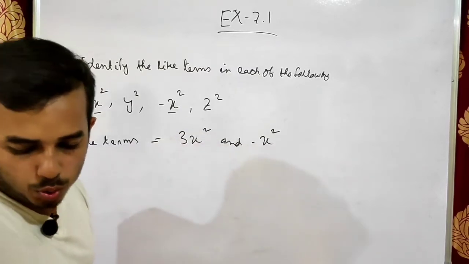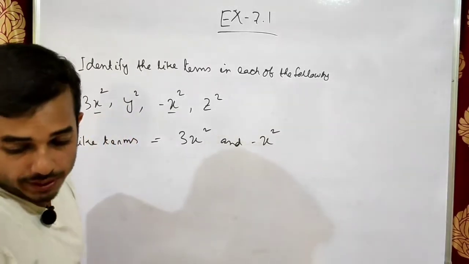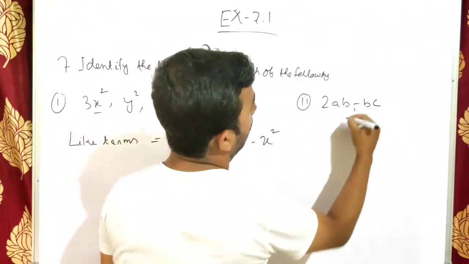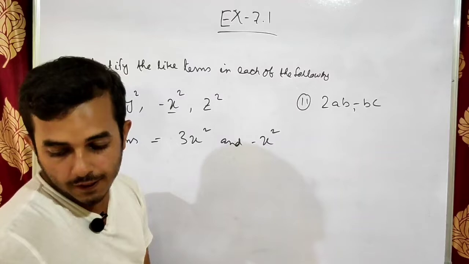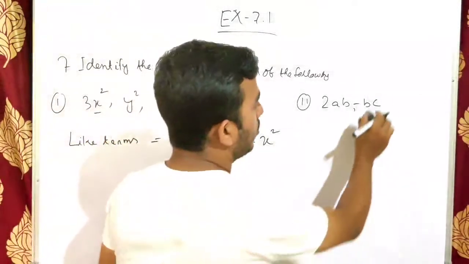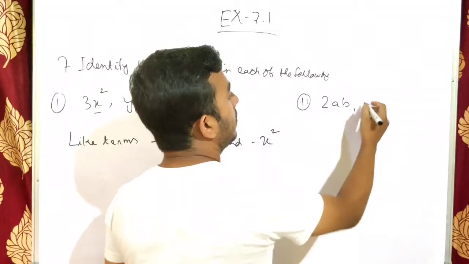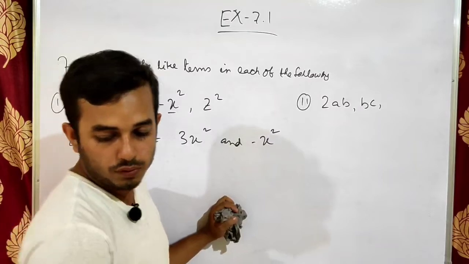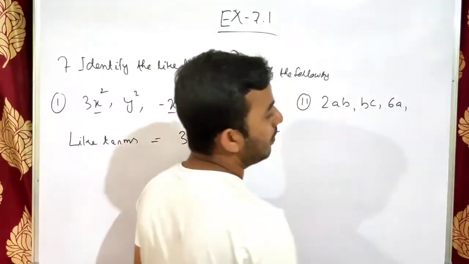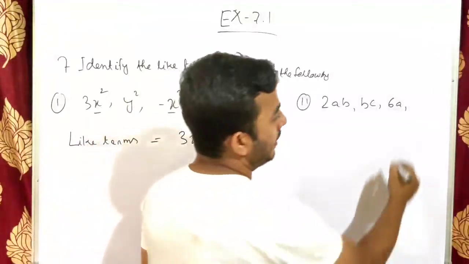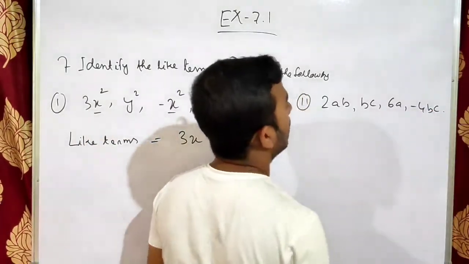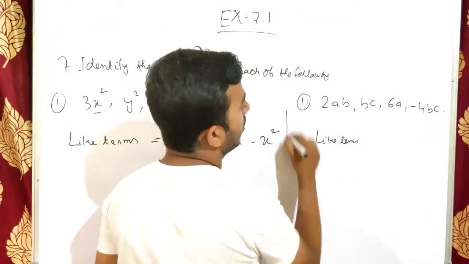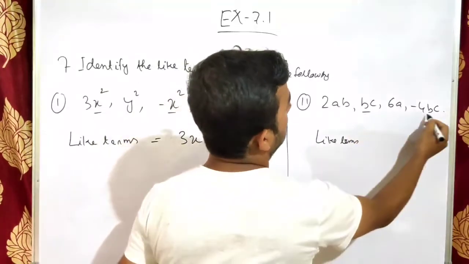is what? Let's write the question. Okay, 2ab, minus bc, comma, 4ac, comma, 6a, comma, minus 4bc. Okay, so here the like terms are what? Like terms will be what? Look, bc same.